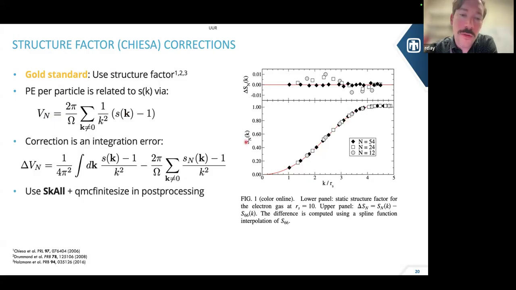What this is showing is the electron gas, and I'm showing you the structure factor over here. What I want you to notice is that for the smallest cell, I have a discrete set of points right over here. Then I go up to a larger system, and I have a different set of points. I have more points because it's essentially a finer grid. For 54, I have even more points.